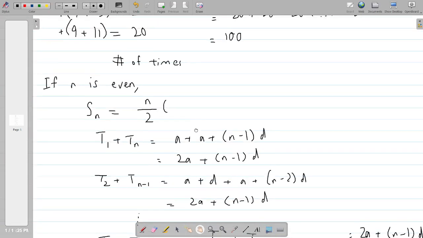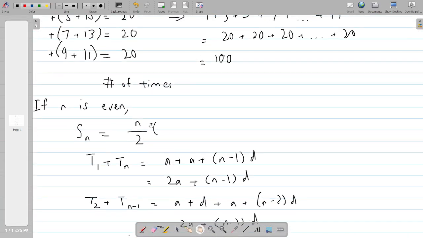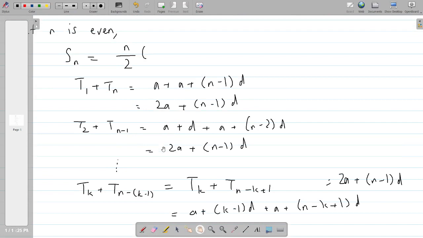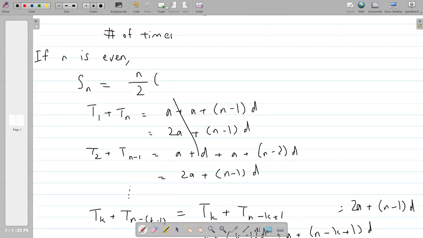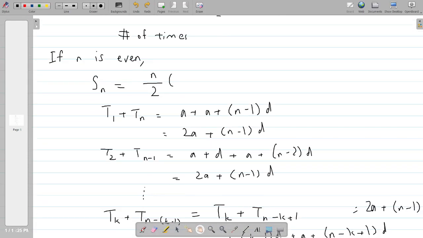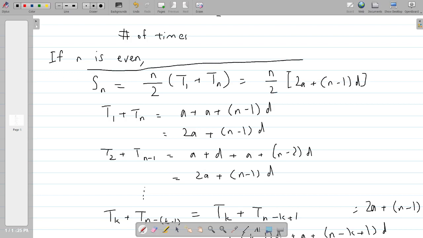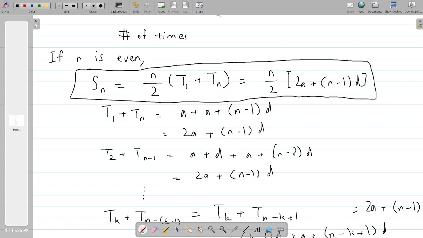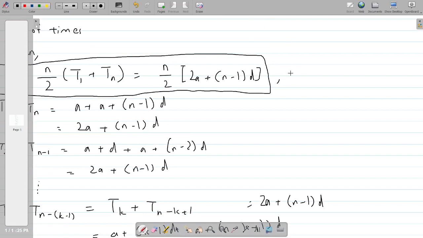And because we know how many pairs are going to be made, we just have to take that sum, which is this term right here, and then multiply by the number of pairings we make. So that sum, we can either write as t1 plus tn, or in general, we can write it as n over 2 times whatever represents that term, which is 2a plus n minus 1 d. So this is actually the sum of n terms in an arithmetic progression if n is even.